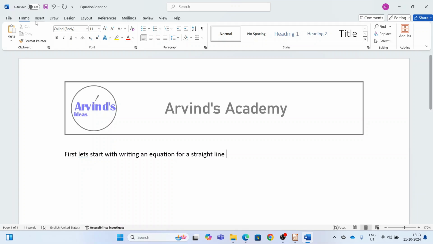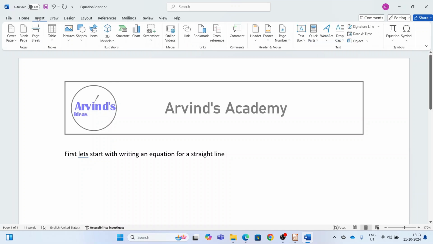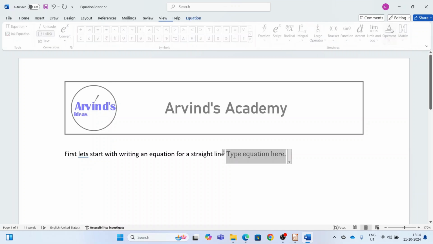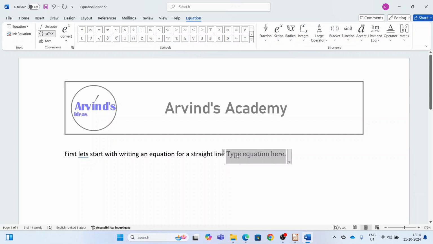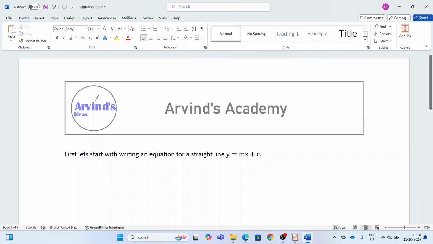Having done that, go to Insert, go to Equation, and you can start typing your equation here. So you can write y is equal to mx plus c. And we are done. Cool, isn't it?